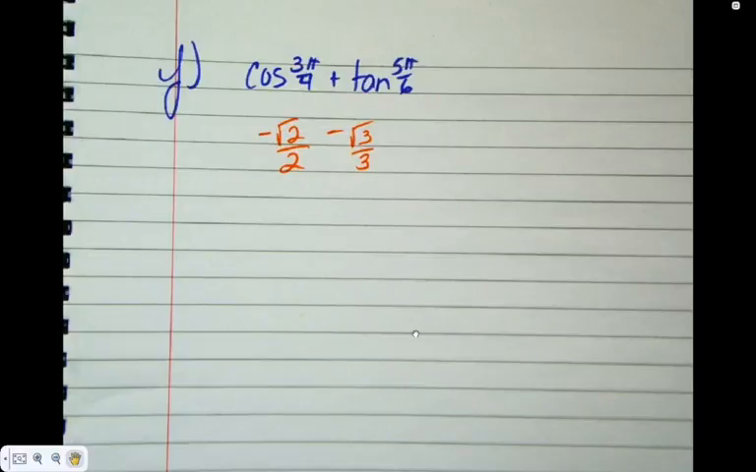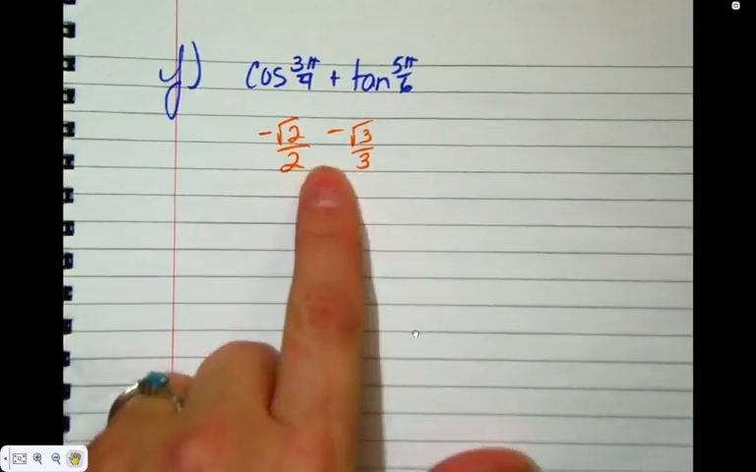Okay, just again going through the thought process. Pi on 6 family, the tan is root 3 on 3. 5 pi on 6 is quadrant 2. Quadrant 2, tan is negative. Now I'm going to put those two together. This is just a subtraction of fractions.